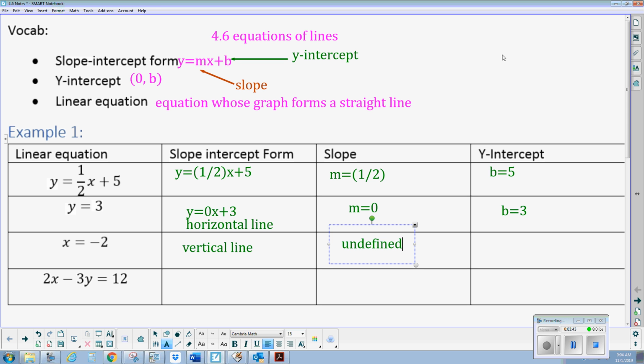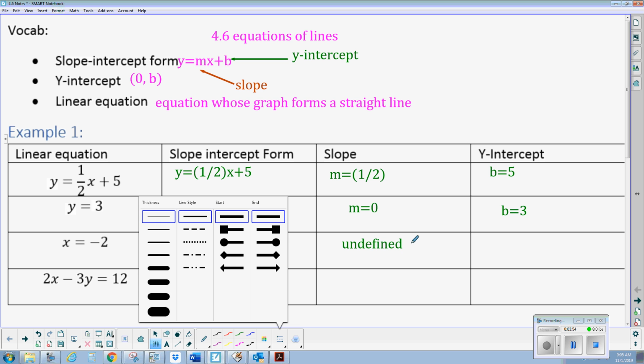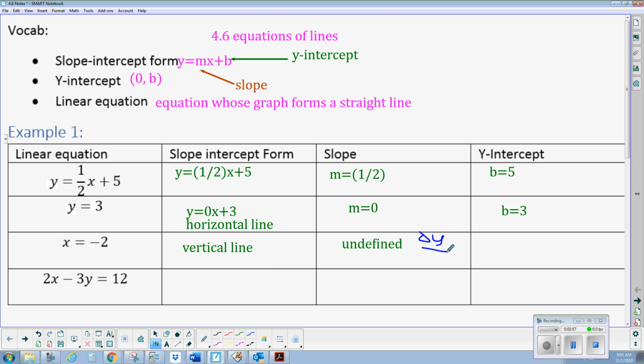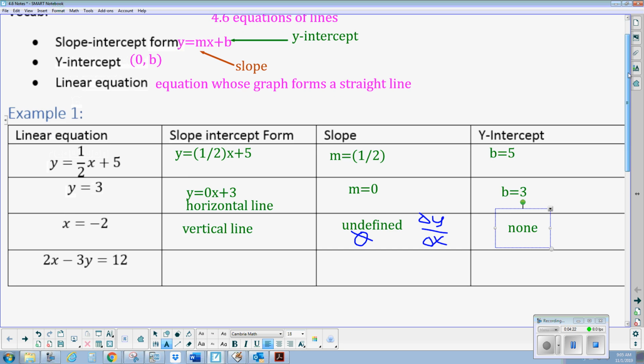If you remember when we talked about how to calculate slope, we took the change in y divided by the change in x. And here, since there is no change in x, x is always going to be -2. You can't divide by 0, therefore the slope is undefined, or the slope is a null set. And since it's a vertical line, there is no y-intercept. It runs parallel to the y-axis.